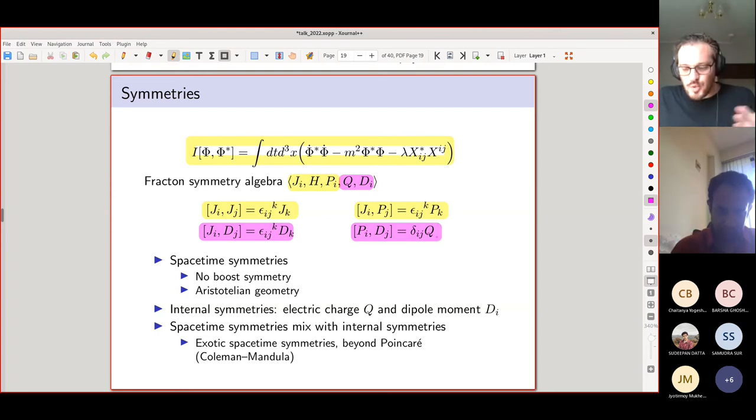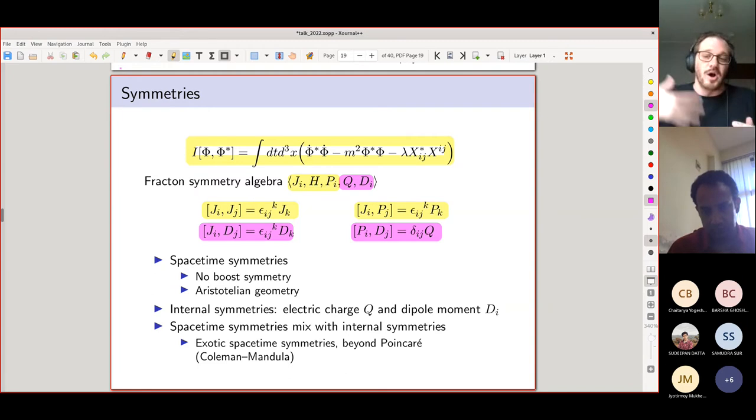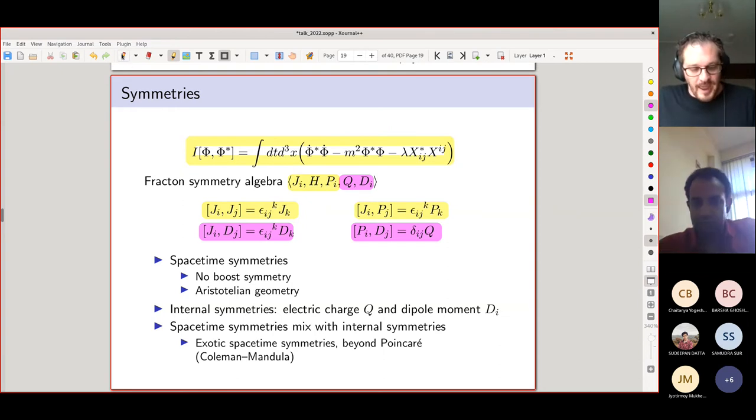And there are two things you might already find unusual at this point. First of all, there is no boost symmetry. So usually you would expect some kind of Lorentzian boost symmetries, or even, let's say, some Galilean boosts. But this theory does not possess any boost symmetry. And that's the reason that the underlying geometry can already be anticipated to be something called Aristotelian geometry. But basically, by definition, this is a theory which has just rotations and spatial and temporal translations.